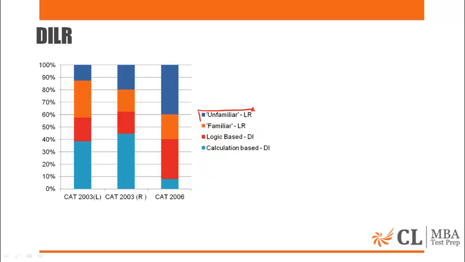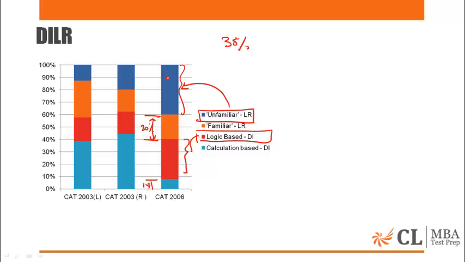Unfamiliar is a substantial chunk and logic based is also a substantial chunk, which is the reason why the paper was kind of pretty challenging. So what you could actually do is take this 20% from here and about 10% from here, 30% of the questions, and then figure out among the rest how many can we actually solve.